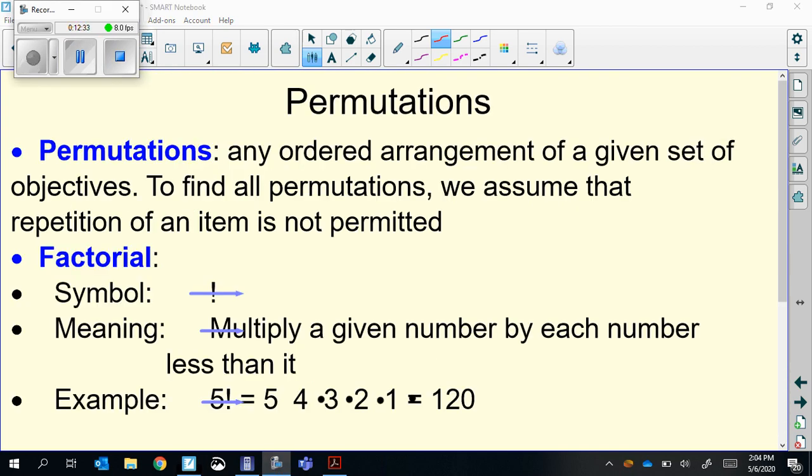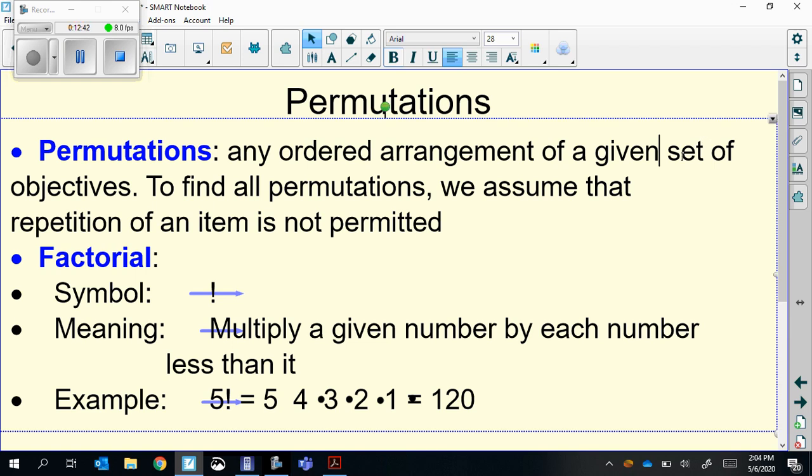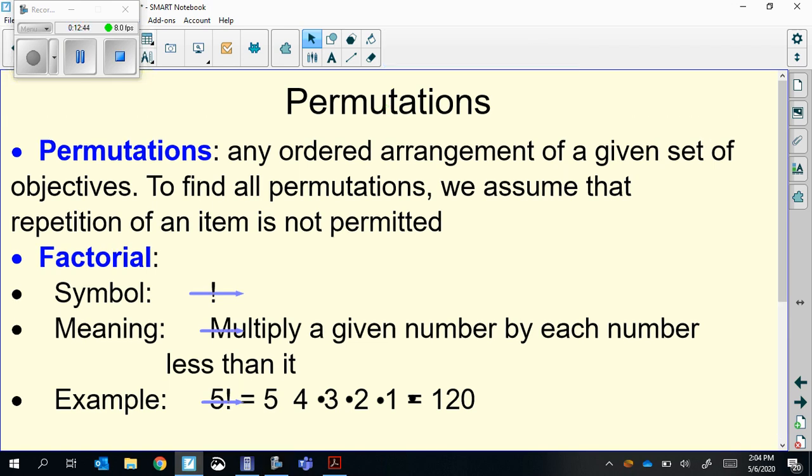All right, so that was all the counting principle. Permutations is very much related, but permutations, what that really means is you cannot repeat. So it's any ordered arrangement. The order does matter, but you're not allowed to repeat. That's the main thing with permutations.